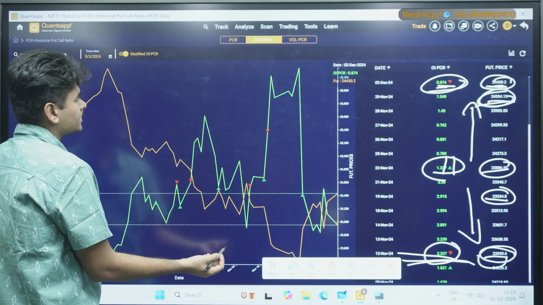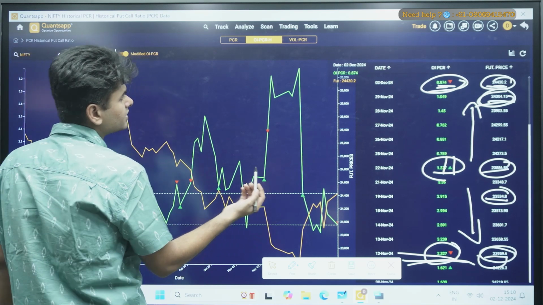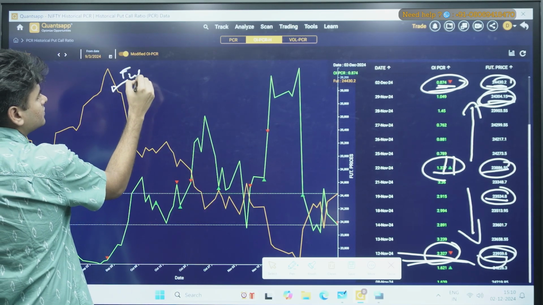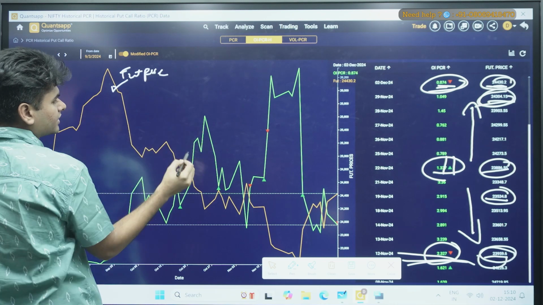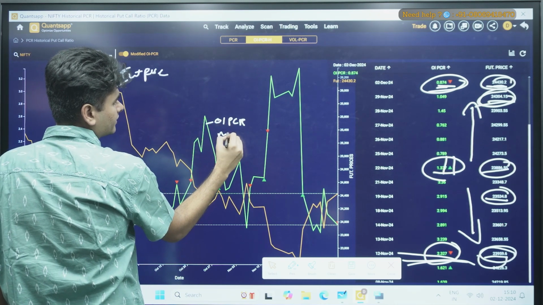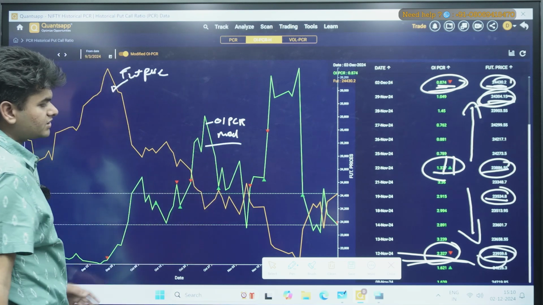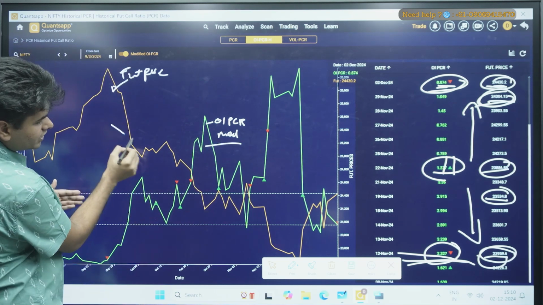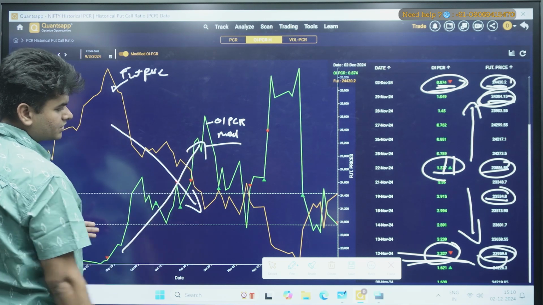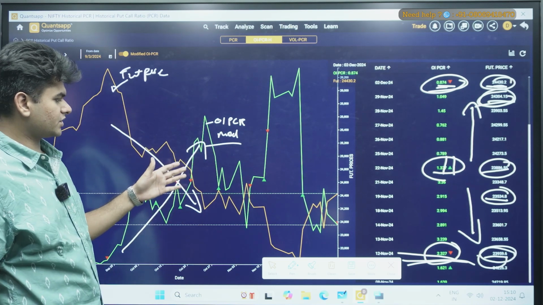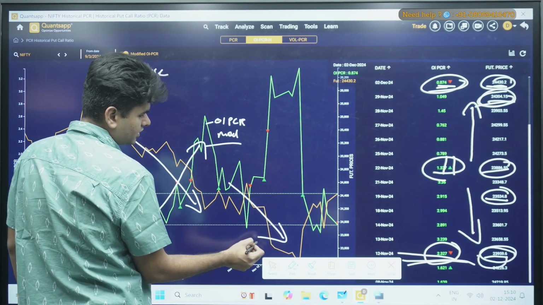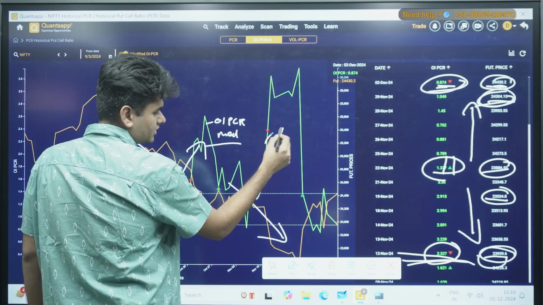On the chart also, you can see this orange line is the future price, and the green line is the modified OI PCR. As the price is going downwards, you can see the modified OI PCR going upwards. So you can see the inverse relation here. Similarly, when the price is going down, you are again seeing the OI PCR increasing.